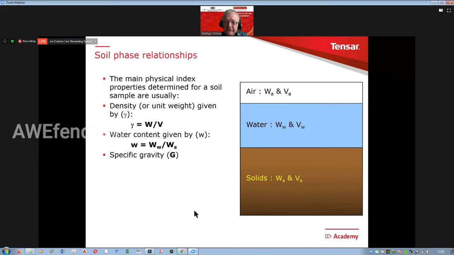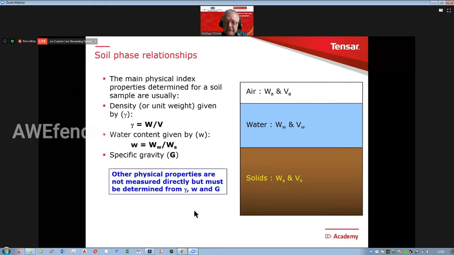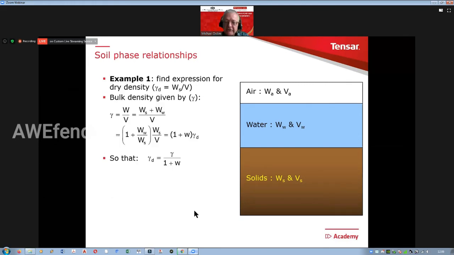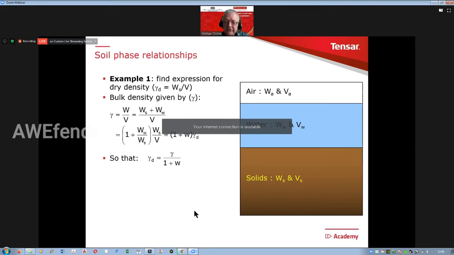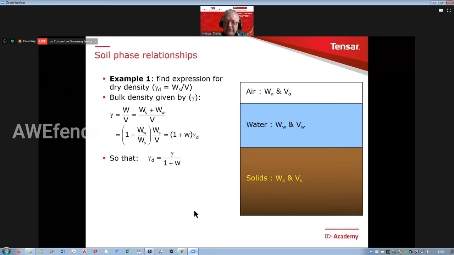Now, I want to show two of these to you. I'm not going to try to explain them; you can look at them later on when you get these slides. But let's have a quick look. Example one is a fundamental relationship between density and what is called dry density. Dry density is not a real thing. It's an imaginary density where we imagine that the water is missing, and we tend to use that when we look at compaction testing.